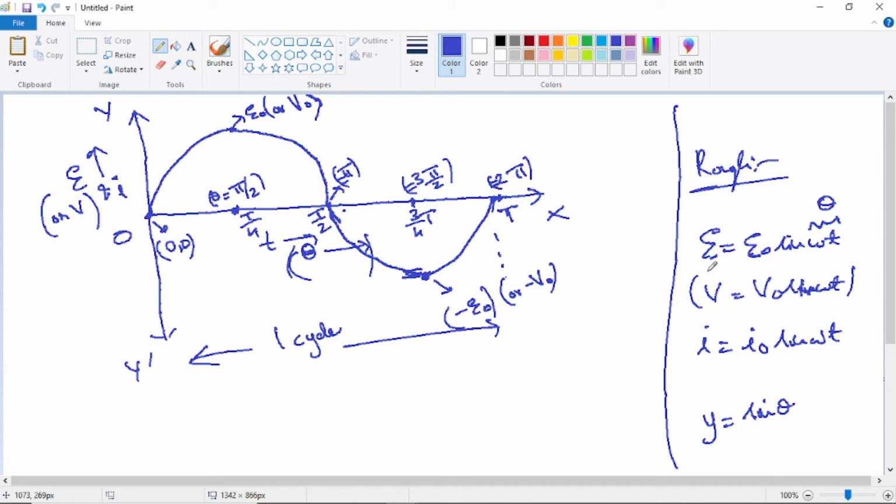So any equation which is proportional to sine theta, whether it's EMF or current or even just plain sine theta, the graph will always come like this. That's why the EMF graph is said to be a sine curve, and current is also said to be a sine curve. But exactly speaking, if we draw the graph for current over the graph for EMF, both will be slightly different.